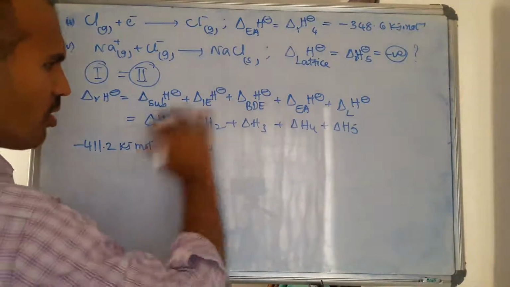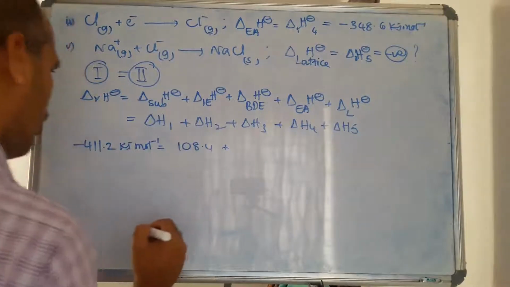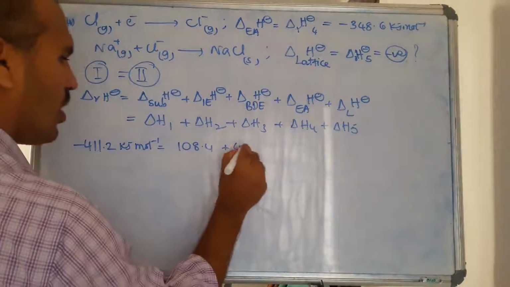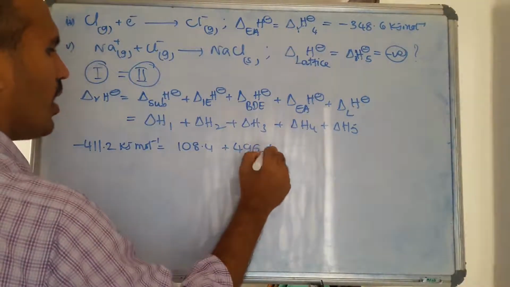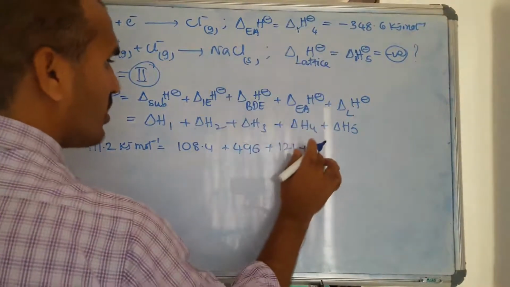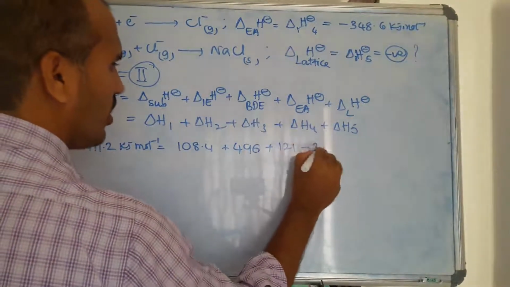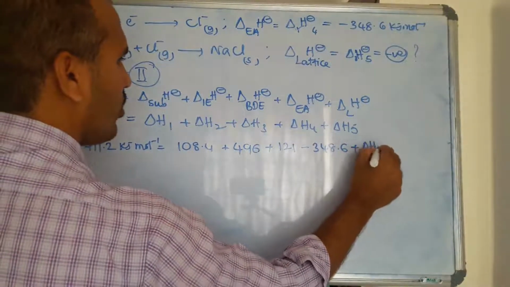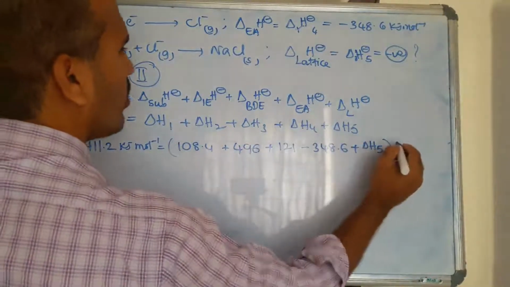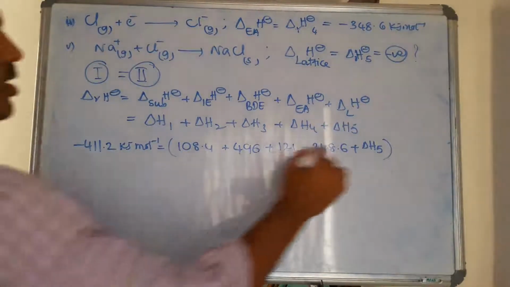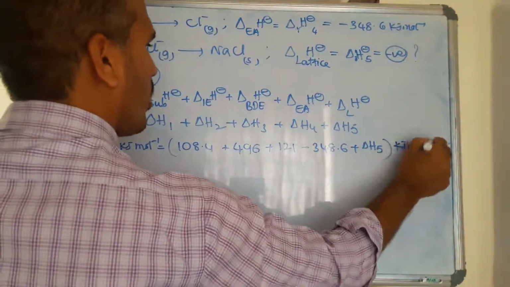Otherwise I will write, don't worry, kilojoule per mole is equal to: delta H1 is 108.4. Later I will write all the units because it is addition. 108.4 kilojoule per mole. Then the next one is 496, I am writing the rounded value here, and the next one is 121. Then here there is plus and minus, so it is minus 348.6, and this is delta H5, which we don't know. Then this totally is in kilojoule mole inverse.